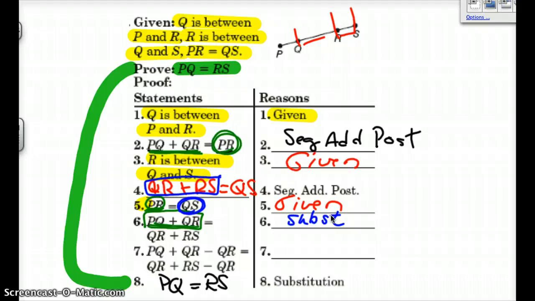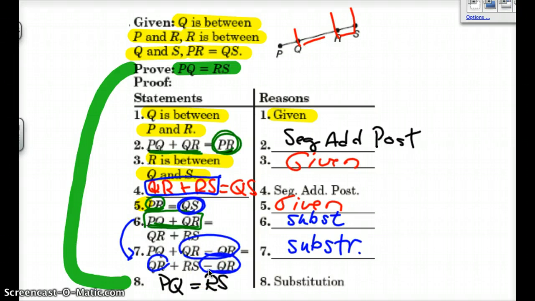What happens from 6 to 7? Do you see here that QR is subtracted from both sides from 6 to 7? So that is called the subtraction property. And then from 7 to 8, you're now taking QR minus QR, which is gone, there's a 0 there, so they've done a substitution.